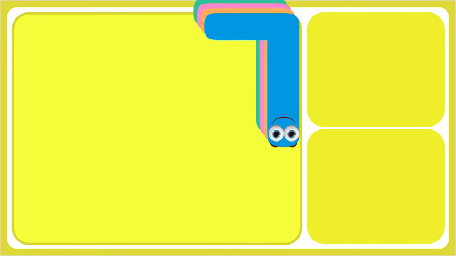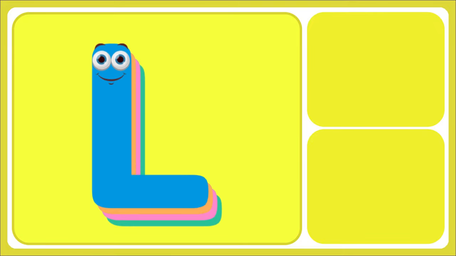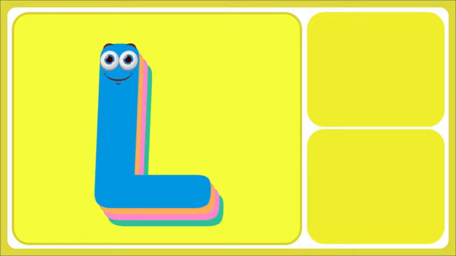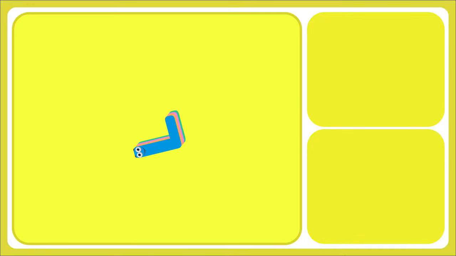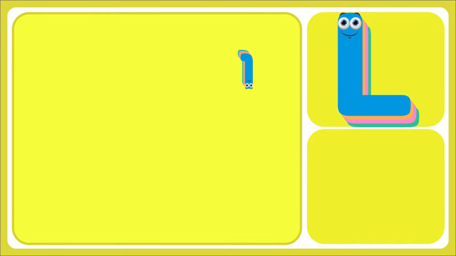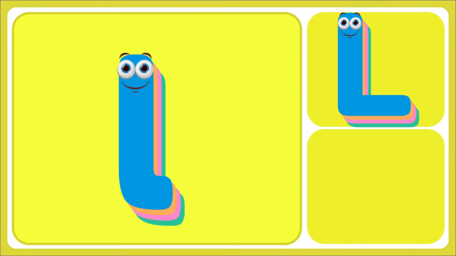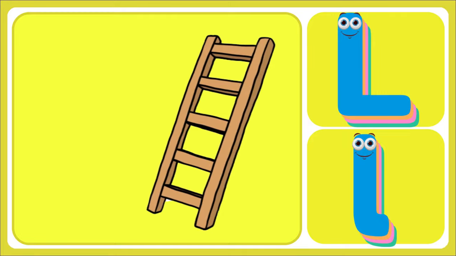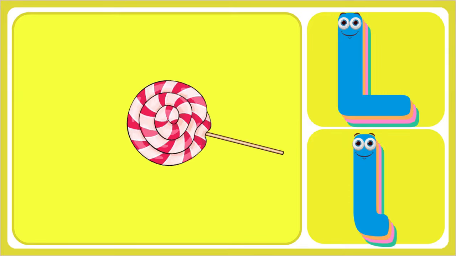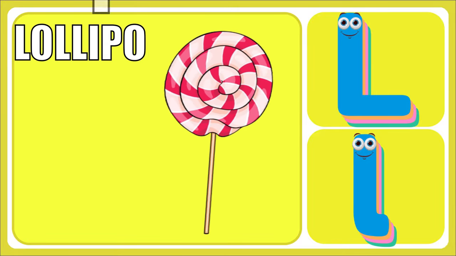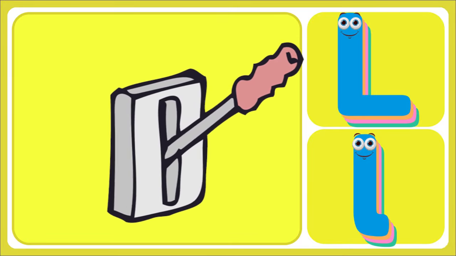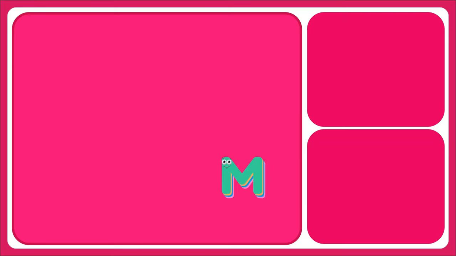Today we will learn alphabets and their sounds. Have you ever seen the letter L? Hi, I am letter L. And my sound is la, la, la. And the words that start with me are letter, la, la, letter. Lollipop, la, la, lollipop. Liver, la, la, liver. Today we will learn alphabets and their sounds.